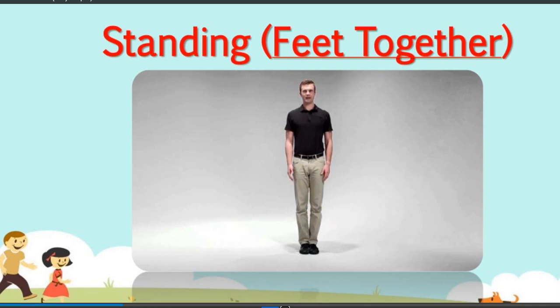So let's go to the first one, which is standing. As you can see from the picture above, in front of you, you see a man standing upright, legs together, with feet together, and the feet are flat on the floor, hands on the sides, while facing in front. So that's the proper way of doing the standing position.